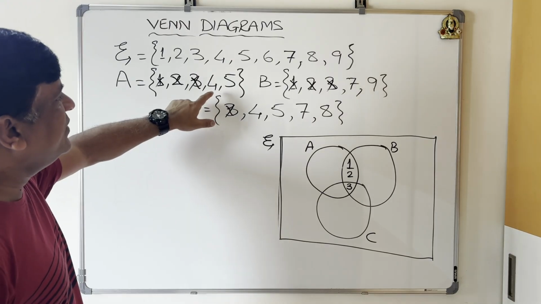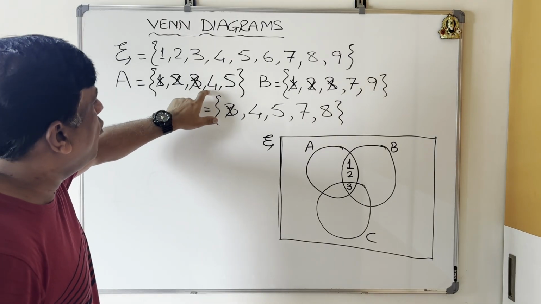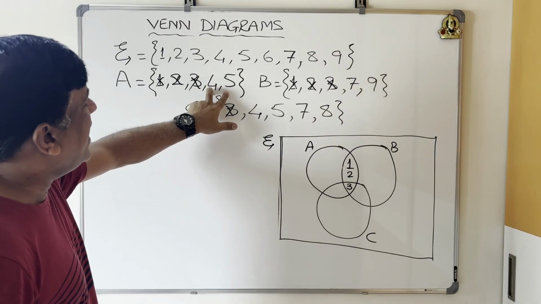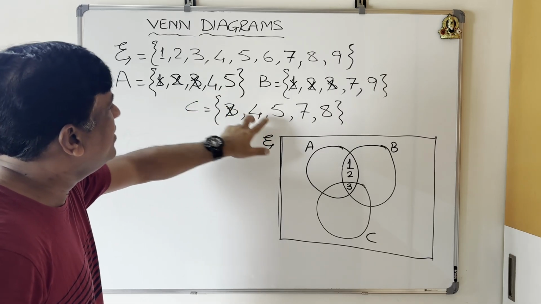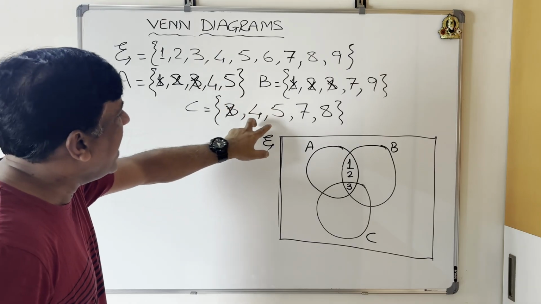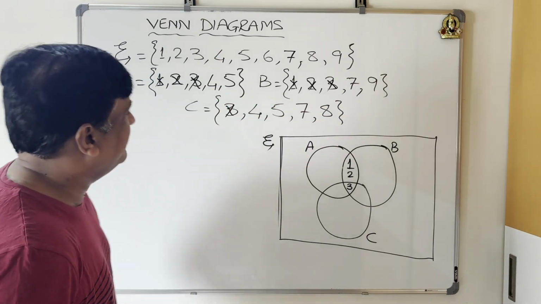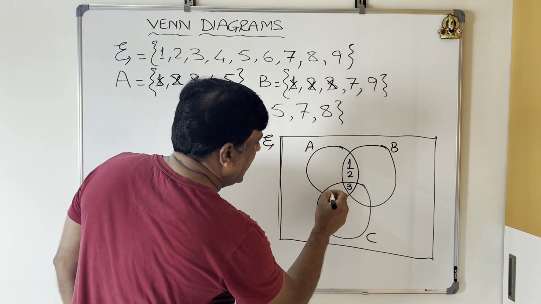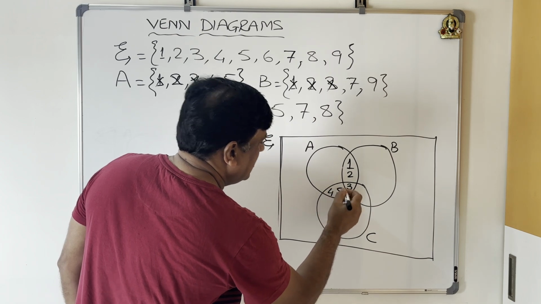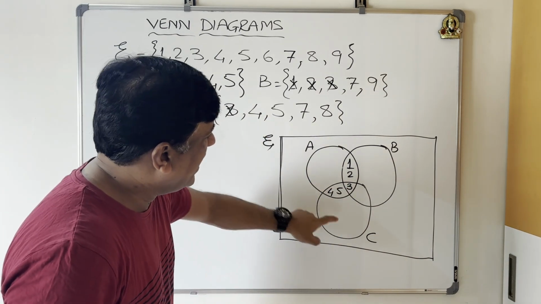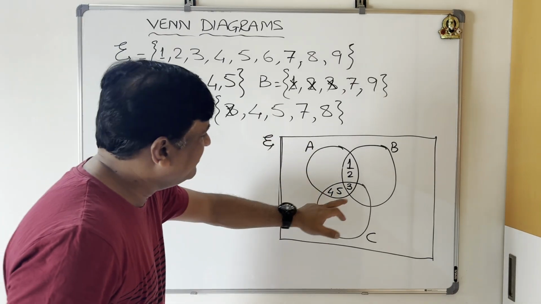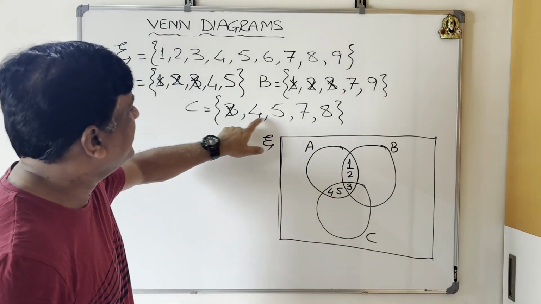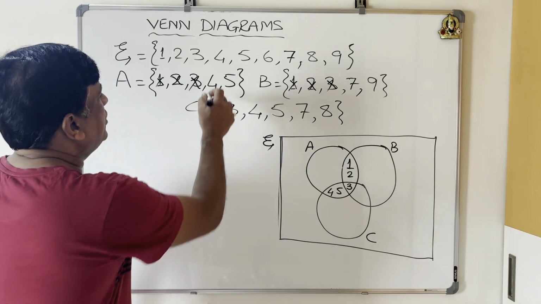Now what are you left with in A? 4 and 5. 4 and 5 is common between set A and set C, but not in set B. So 4 and 5 will come here. Look at it. 4 and 5, it's the common area. Now look at what is common between A and C: 3, 4, 5. All taken care of.